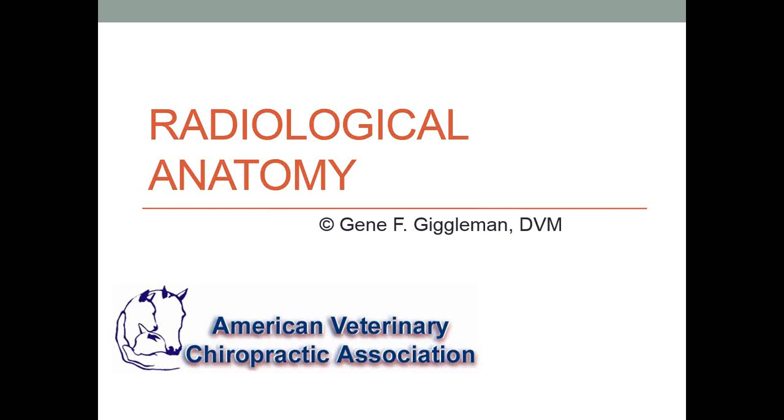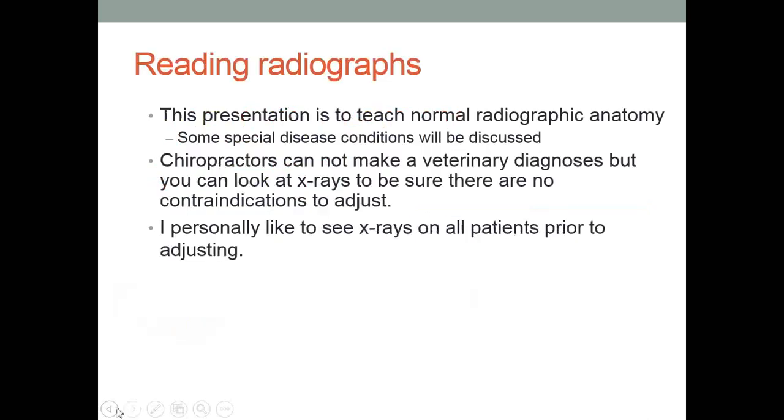I think you should review radiographs, looking for contraindications for adjusting prior to adjusting animals, always worried about ununited dens, and consider it as a possibility. I think you need to know what the animal anatomy looks like on the radiograph, but in general, be very careful about making a diagnosis. That is something left up to the veterinarian. So having said that, let's continue on. Again, we're trying to teach normal anatomy, and as I said, be careful about making diagnoses.